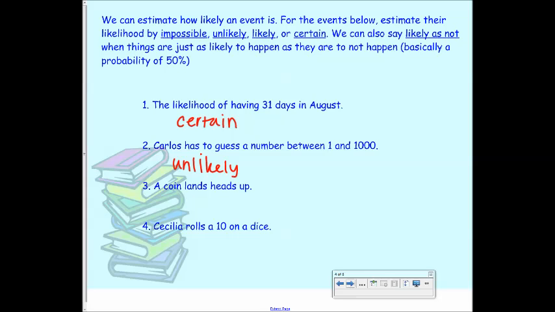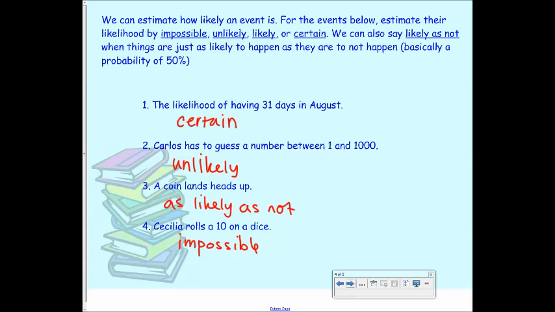What about that a coin lands heads up? 50%, so as likely as not. Next one is possible. And then Cecilia rolls a 10 on a dice. Impossible. Why? Because they have a 10. So again, we're assuming that every dice that we're talking about is 1 through 6, okay? So for this class, we are using a standard dice 1 through 6, so that would be impossible, okay?